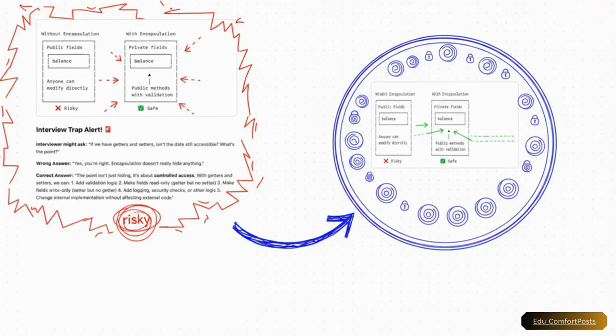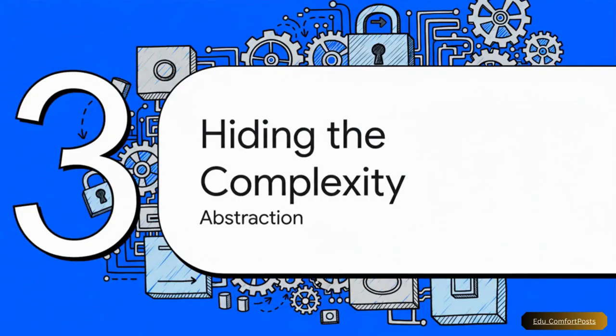But here's where the interviewer might try to trip you up. They might ask, well, if you have a public method to change the data, what's the point? It's still accessible. And the perfect answer is, the point isn't just about hiding, it's about controlled access. We now have a place to put logic, to validate data, to make sure nothing crazy happens. That control is everything.